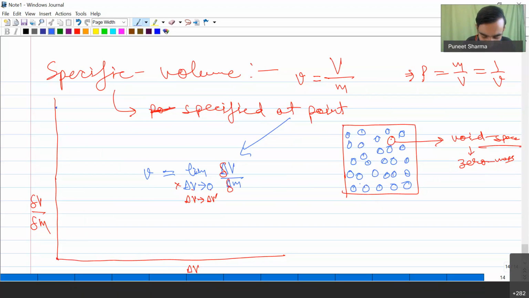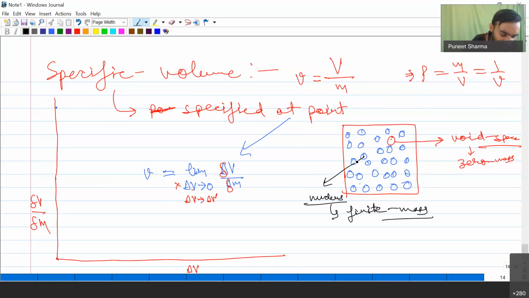And if we end up reaching a position at the center of a nucleus, okay, so if we are exactly locating ourselves, or pointing our volume exactly at the nucleus, what will be happening? We normally consider that all our mass is concentrated at the nucleus, so we will be finding some finite mass over there, and we are having our value of volume very small. So because of that, what will be happening? Our value of delta V by delta M will be very small.